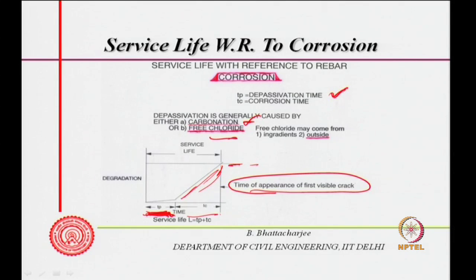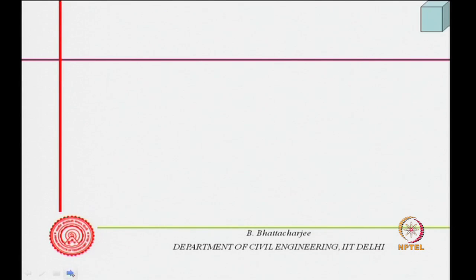That is, there is a serviceability limit. When a first visible crack has appeared, this time we call corrosion time, and the total service life of the element is T p plus T c. So, service life of the element is T p plus T c. Today we will look largely into this phenomenon, how it gets depassivated. First we will look at carbonation, and then we will look at chloride.